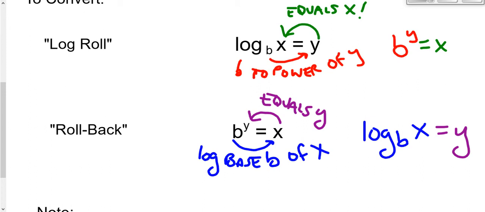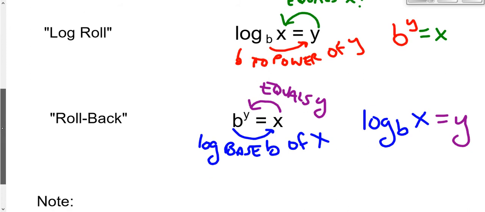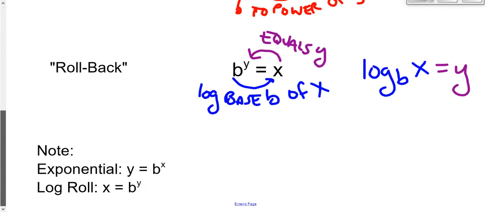Now I do want to draw your attention to one thing before we move on. Note, the original exponential function that I showed you was y equals b to the x power. But if you'll notice, our log roll version is x equals b to the y power. And we haven't made a mistake here. There is a very logical reason why these look very similar but are also very different.